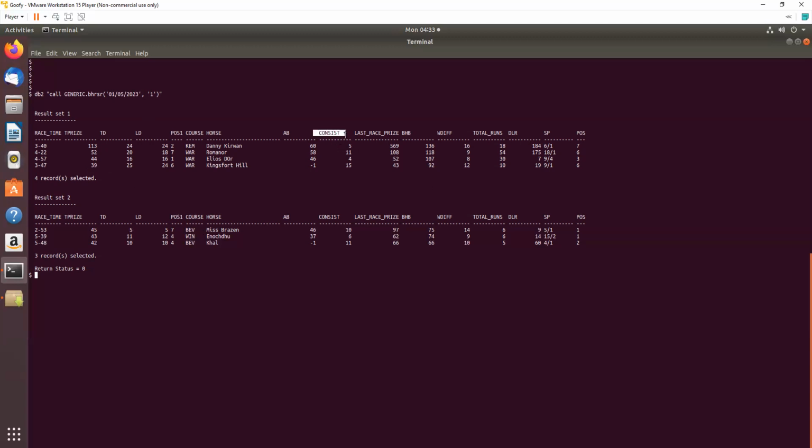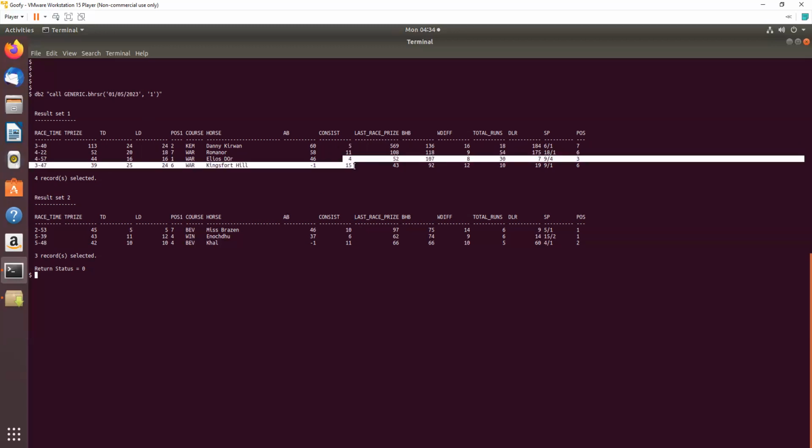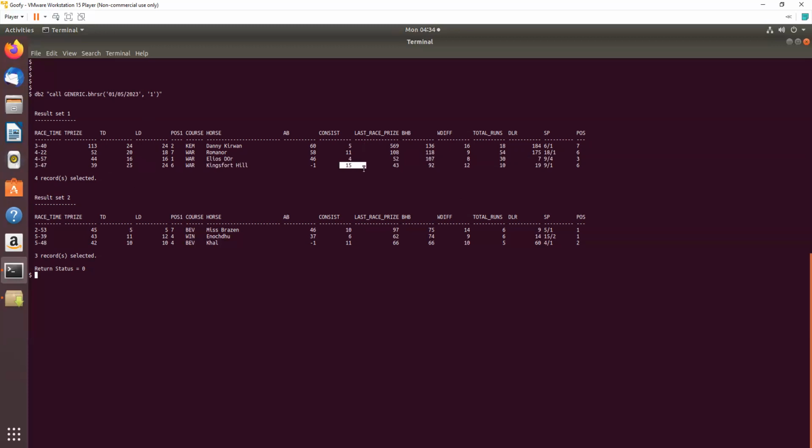Now we look at this column, consistent, and the value 5 there. That is simply just the last 3 race positions added up. So the lower the value, the better. We've got a 15 down here, so the horse is not in form. But don't be confused by that. You might have a big value, but the horse has been running in higher class races. So it could have been running in class 2, and it's not really a chance of winning it. So the informed horses here are Danny Kerwin and Elias Dorr, but consistency is not enough.